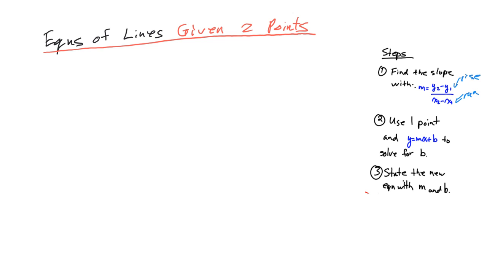And then what we have to do is use one of the points that we have here to find our b value. Then once we're done, we have to just state our new equation.